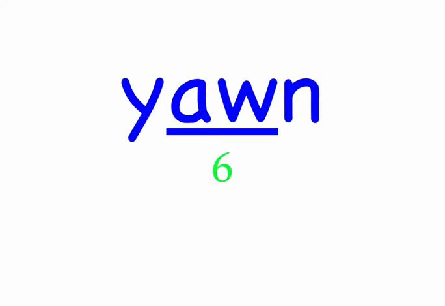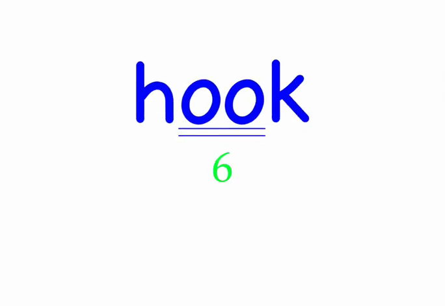Yawn. Hook. I will catch the fish with this hook. Hook. 3 sounds. H, oo, k. Hook. Here OO is representing its second sound, the same sound you hear in the word foot.